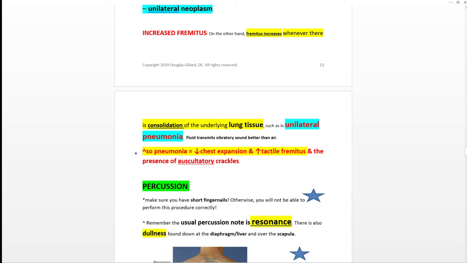So here's the question, right? Here's the board question, or my lab test question. So what are some of the findings with a unilateral pneumonia? You'll have decreased posterior chest expansion and anterior chest expansion on the side of the pneumonia. You'll have increased tactile fremitus on the side of the pneumonia lung. And then you might hear auscultory crackles, which sound like Velcro. It's an auscultory sound. We'll cover them in a minute, but you can get these. They sound like Velcro being pulled apart.